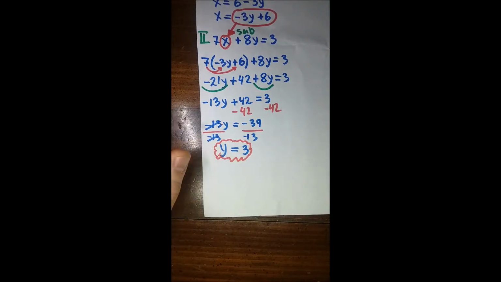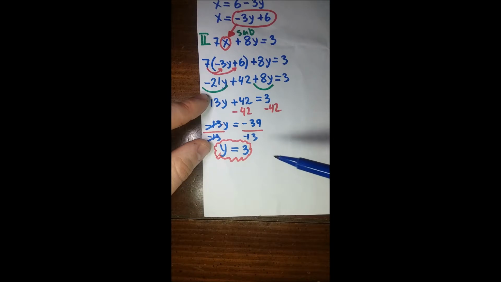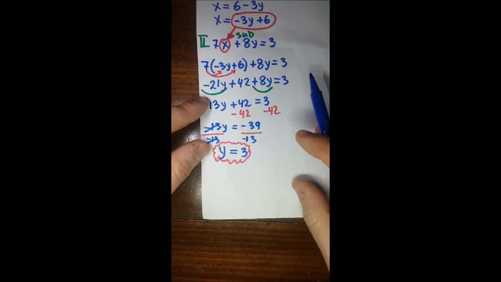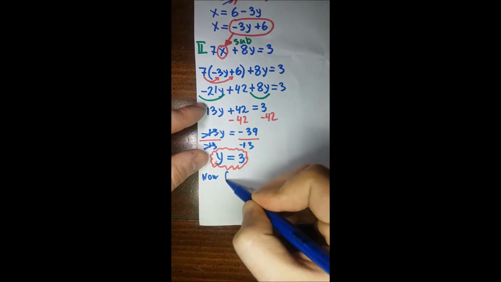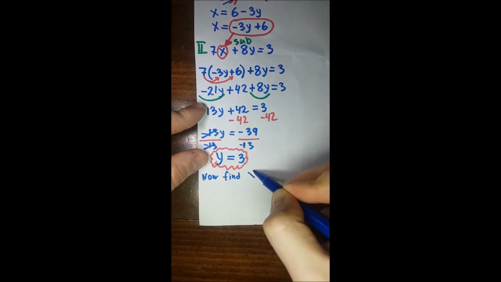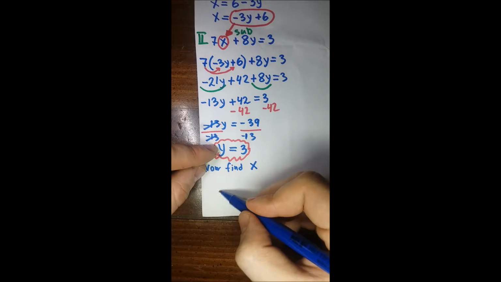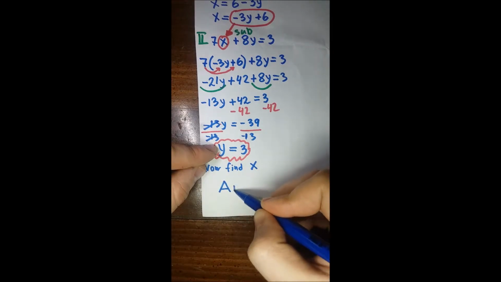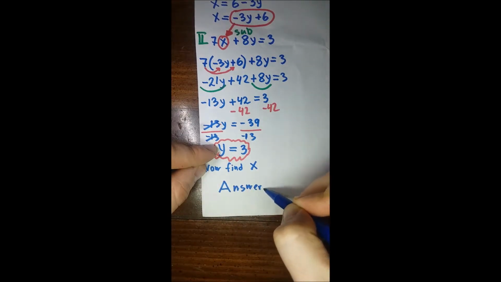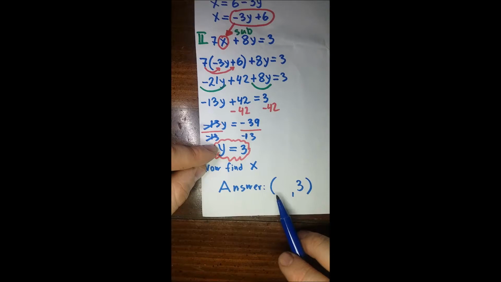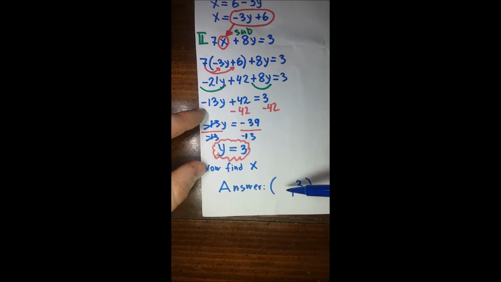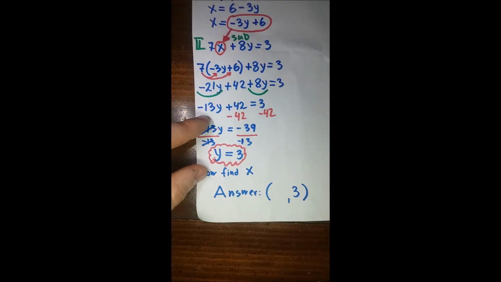Are we done? No, we're not done because we don't know what x is. So how do you find x? Now that you have the y, here's how our answer is going to look already. The answer is going to look something like this, comma, 3. I put 3 here because x comes first alphabetically, then y. Okay, so y equals 3, good.